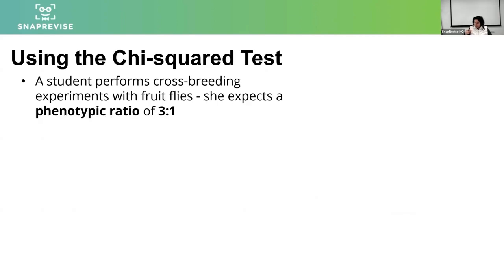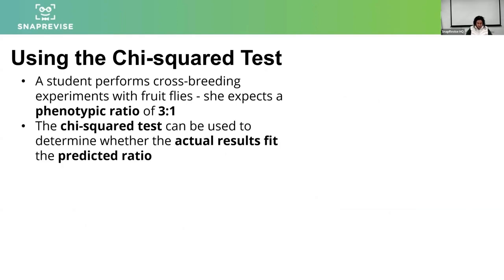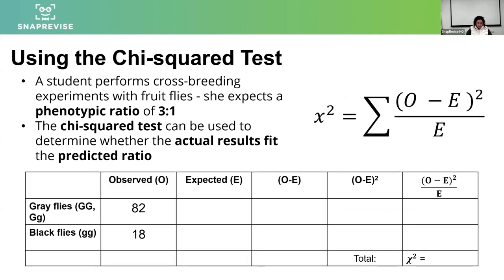Let's go through a walkthrough of exactly how we apply the formula of the chi-square test. A student performs crossbreeding experiments with fruit flies, and she expects a phenotypic ratio of 3:1. She can use the chi-square test to determine whether the actual results fit the predicted ratio.